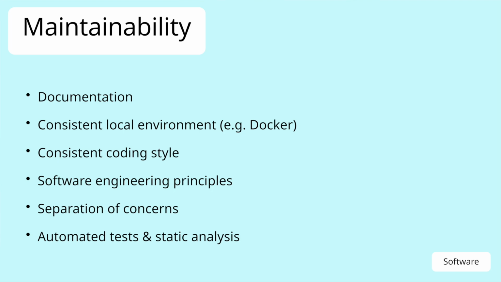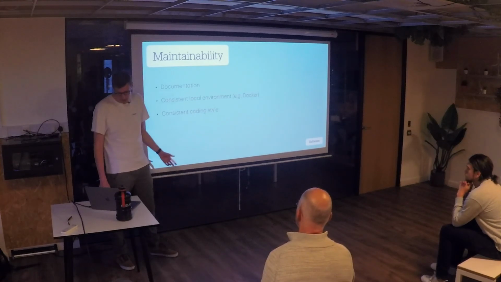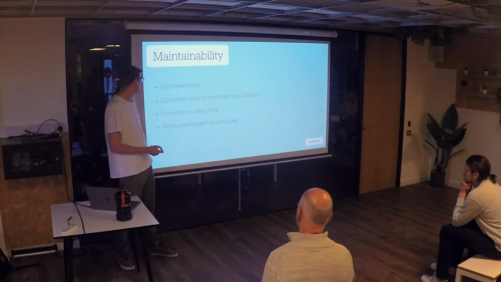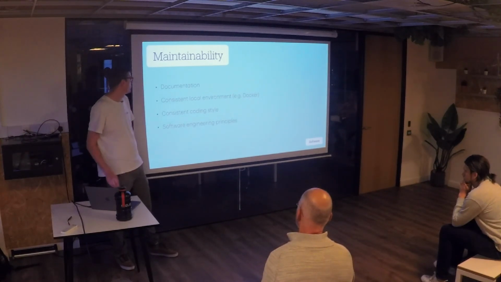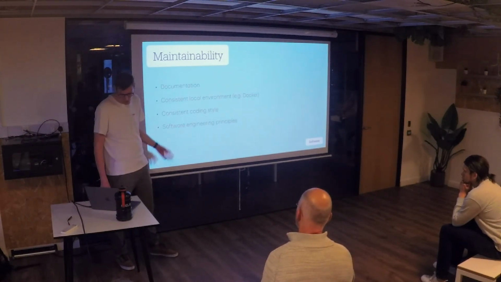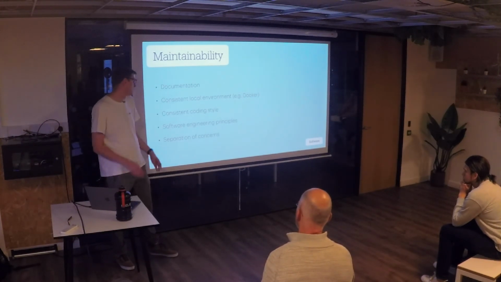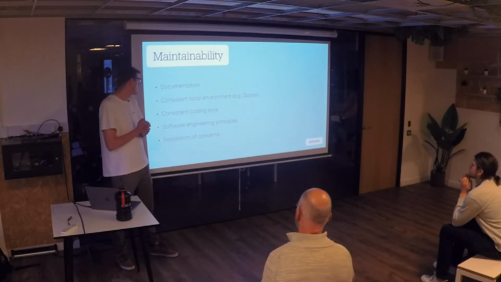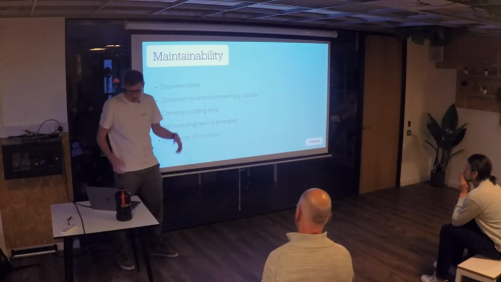In terms of maintainability, making sure things are documented, consistent local environment like Docker, we talked about that briefly as well. Having consistent coding style, linting, that sort of stuff, making it easy to onboard developers. Following software engineering principles often helps: SOLID, return early, composition over inheritance. Separation of concerns can mean a variety of things, but keeping your data out of your template files could mean separating business logic out.